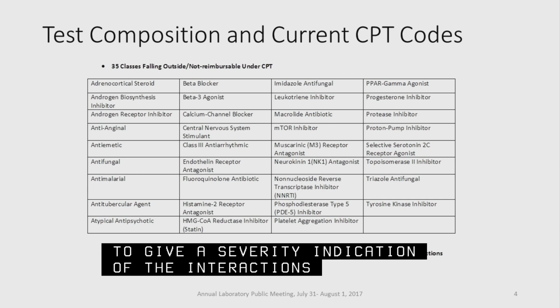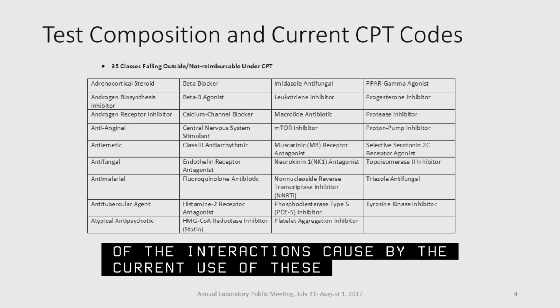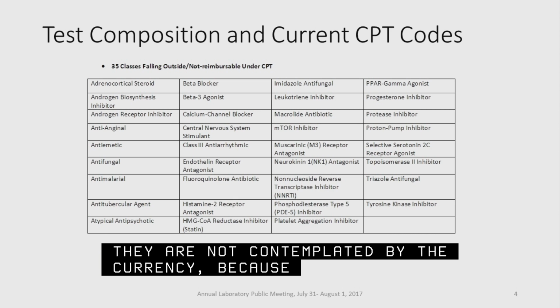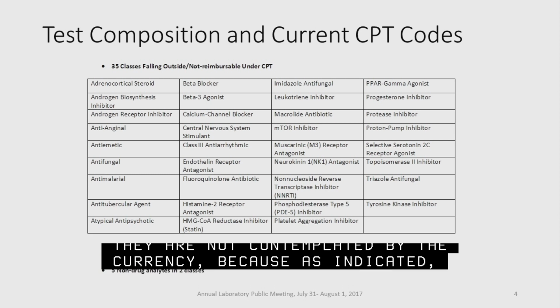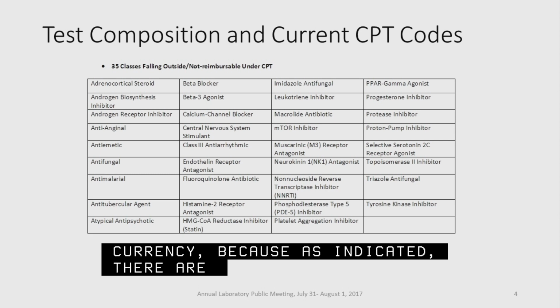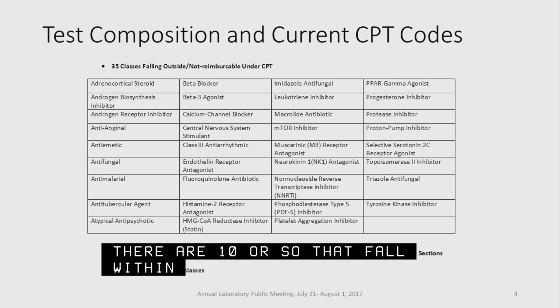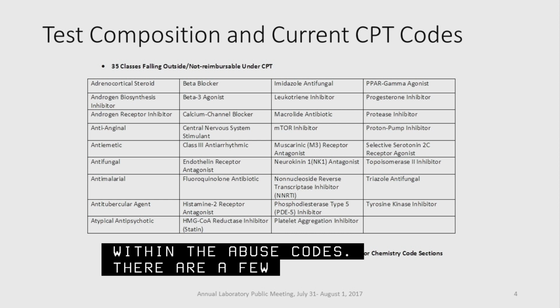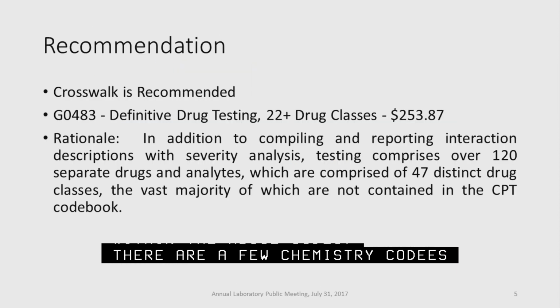Many of which we have found out in putting the test together over the years are not contemplated by the current CPT code book. As indicated on this slide, there are 10 or so that either fall within the drugs of abuse definitive codes or there's a few chemistry code drugs that are listed that do fall within, but the vast majority of the 120 substances fall outside of the current CPT code book.